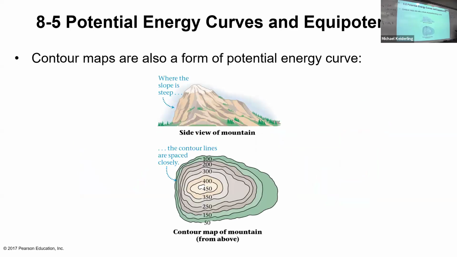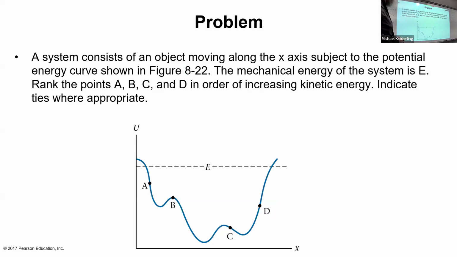Another thing that is basically a potential energy curve is a contour map. This is a map of a mountain with contour lines. This is showing you the height. Height is basically potential energy. So here, we have a system that consists of an object moving along the x-axis, subjected to the potential energy curve shown here. The mechanical energy of this system is E up here. Rank the points A, B, C, and D in order of increasing kinetic energy and indicate ties where appropriate.